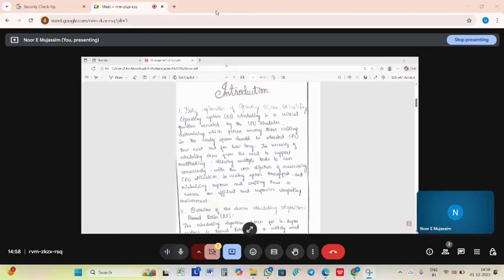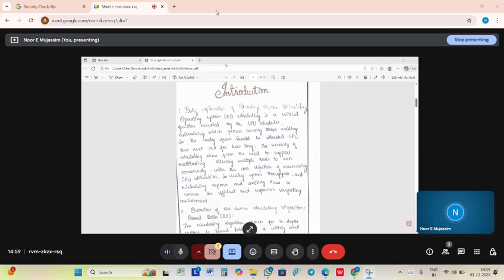Hi everyone. My assignment focuses on a core concept in operating systems, CPU scheduling, specifically the round robin algorithm, and analyzing its performance. OS scheduling is the critical function that determines which process gets the CPU when and for how long. The goal is simple: maximize CPU utilization, ensure high system throughput, and most importantly, provide fast response times and low waiting times for users.